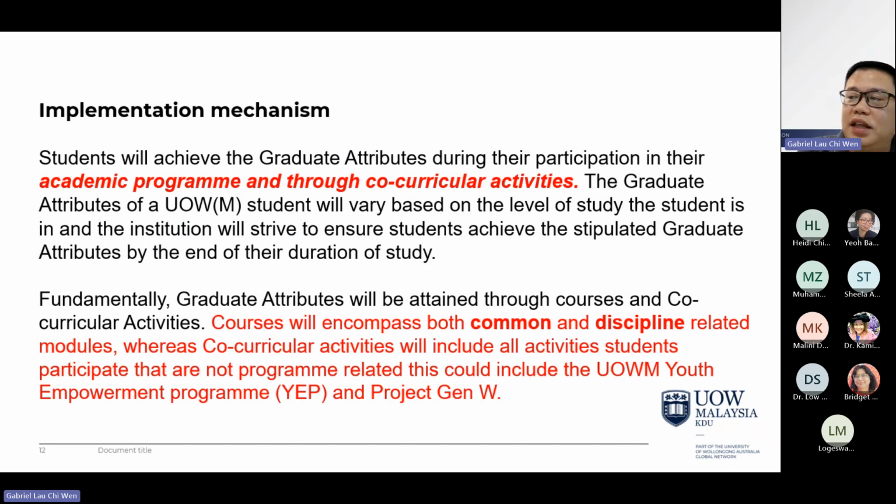Fundamentally, GAs will be attained through the courses and CC activities. Courses will encompass both common and discipline-related modules, whereas CC activities will include all activities students participate in that are not program-related. This could be all our programs. Like over here, we used to have the Youth Empowerment Program, Generation W. Every activity that we have will develop students' GAs, because students participate, they become leaders and so on.